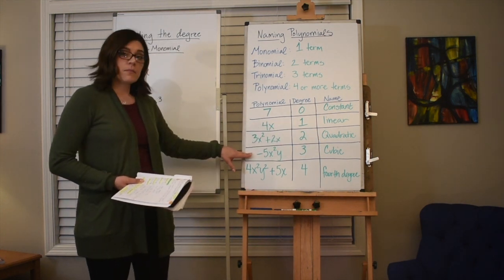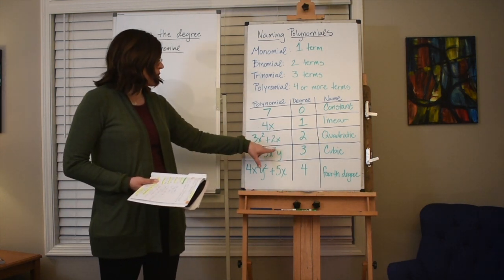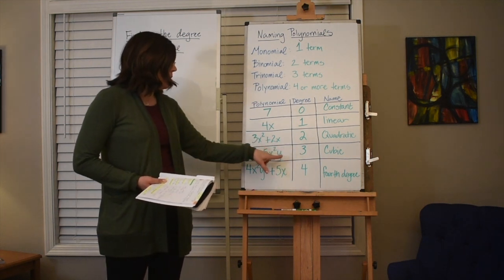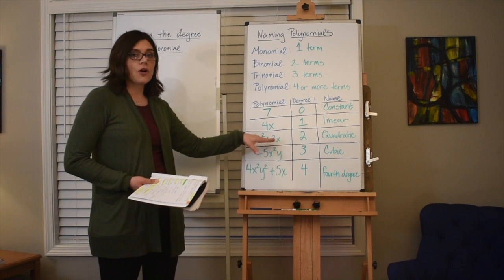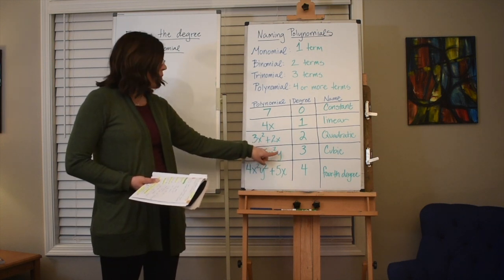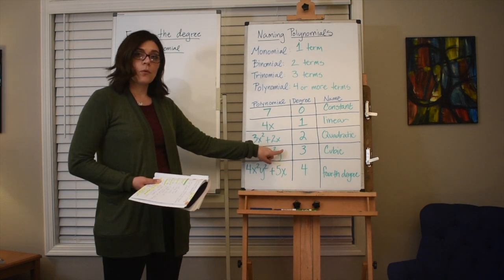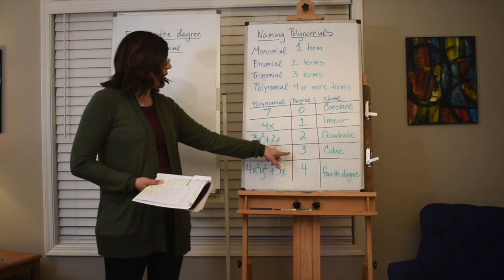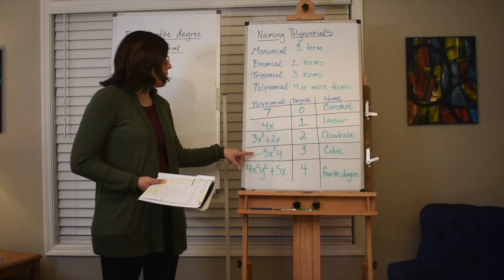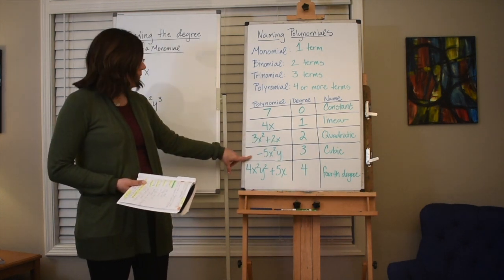Now look down here at this monomial, negative 5x squared y. This is a degree of 3 because in this term we have a degree of 2 for x. And remember, don't forget about that degree of 1 for y. And when you add those both together, that makes this monomial a cubic monomial expression.